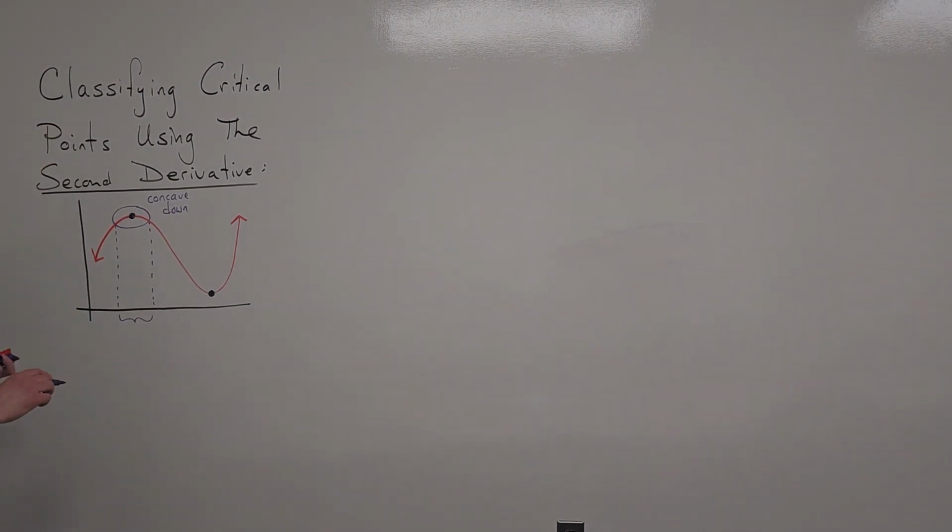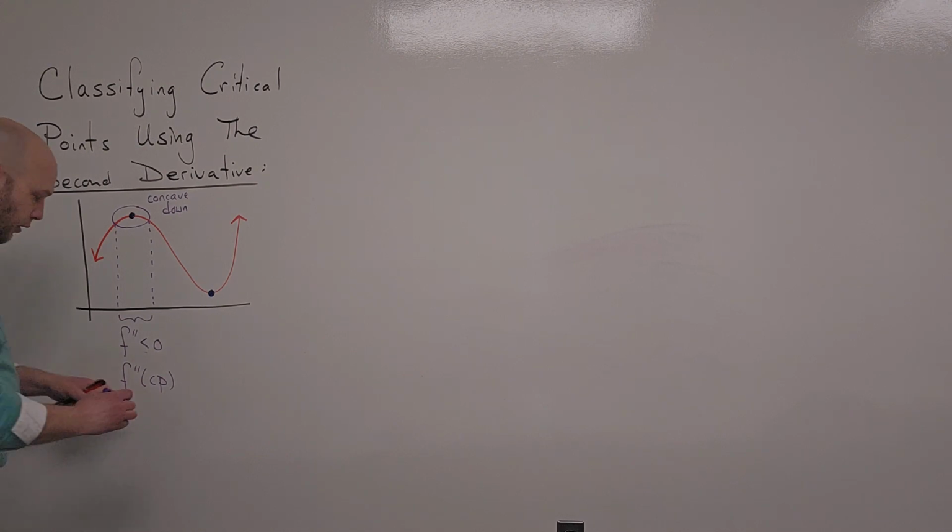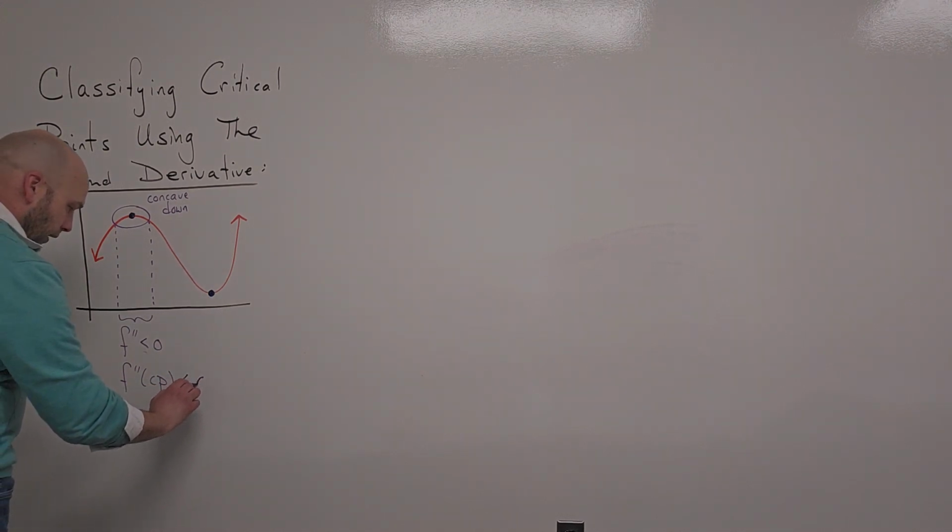So that means that on that entire interval, for every x value in between there, the second derivative is negative. In particular, for the critical point, the second derivative evaluated at the critical point, which I'll just abbreviate as CP, would be a negative value.